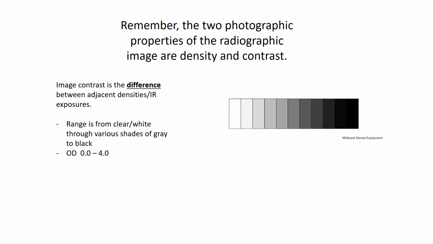Remember when we studied the H&D curve, we saw that when you were in the toe region of the curve, those are the lighter densities. So if you had a 0.0 optical density, it would be totally clear on a piece of film, all the way up to 4.0. 4.0, remember, that's in the shoulder region of the curve, and 4.0 would be your very blackest densities. So once again, contrast is simply the differences between the densities that are on your radiograph.